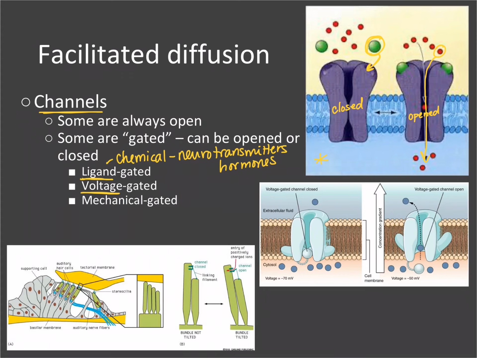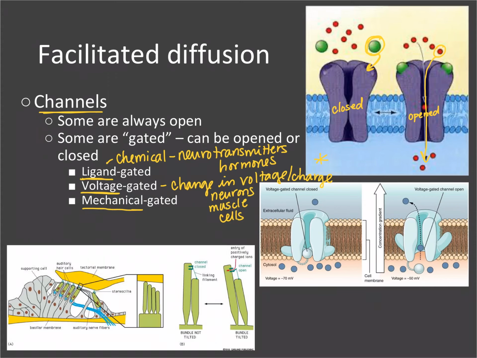In voltage-gated channels, there's going to be a change in voltage or a change in charge that opens or closes one of these channels. And we also see this in things like neurons and in muscle cells. So these are how neurons and muscle cells transmit the information needed in order to either communicate if it's a neuron or to contract if it's a muscle cell.